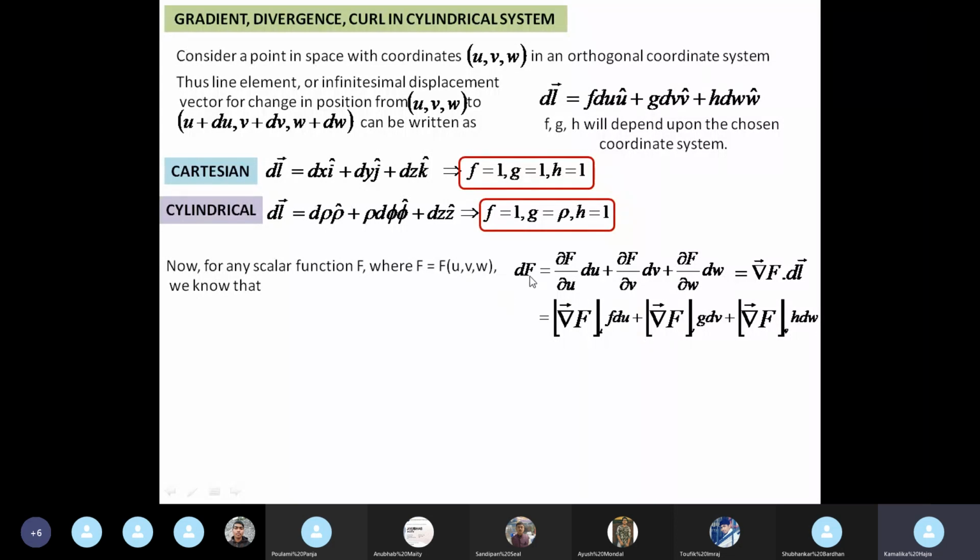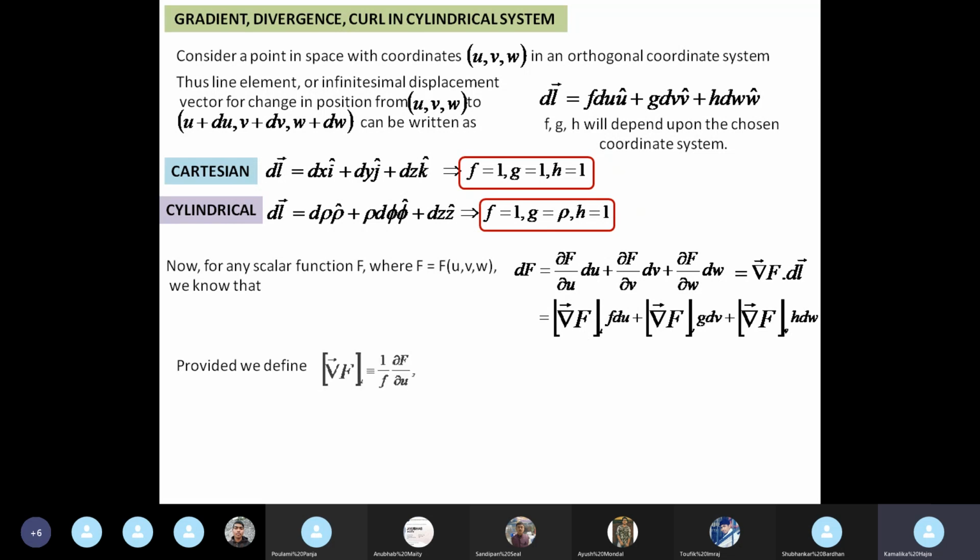Okay, so I am writing df like this because grad f dot dl, but I don't know what the u component, v component and w component of grad f are. I know what the components of dl are. They are f du, g dv and h dw, but we don't know these. So these are what we want to find out.